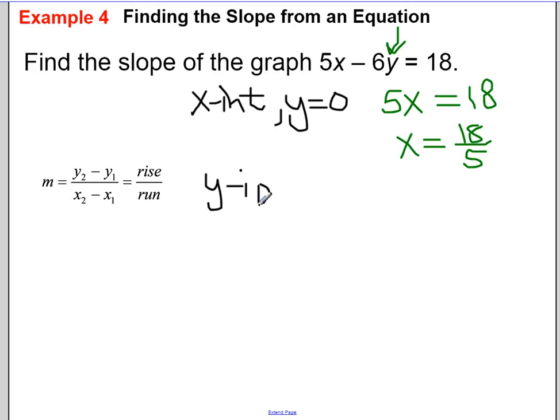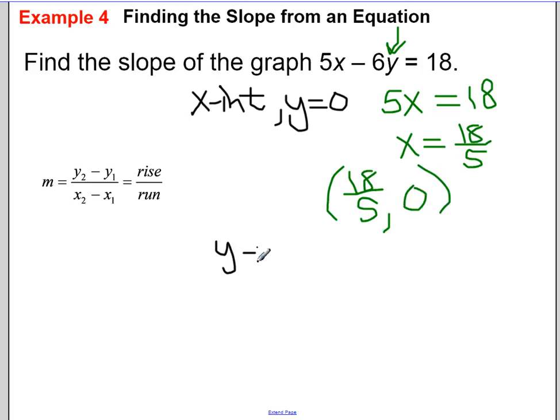Actually, let me back up just a little bit. This point we just found, x is equal to 18 over 5 when y is equal to 0. Those are the coordinates. So let's find the y-intercept. The y-intercept is found by setting x equal to 0 and then solving for y.